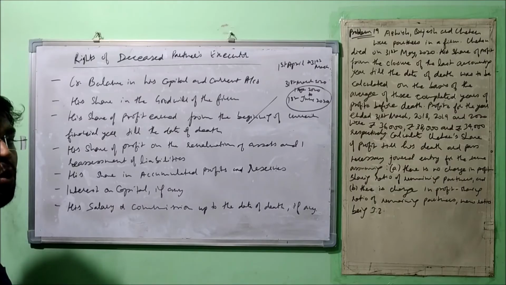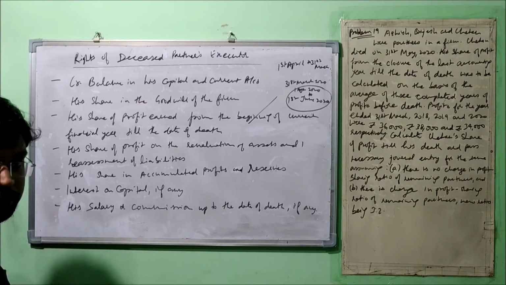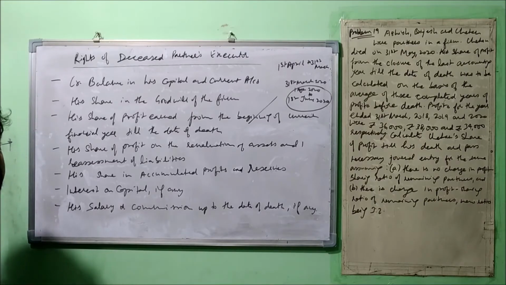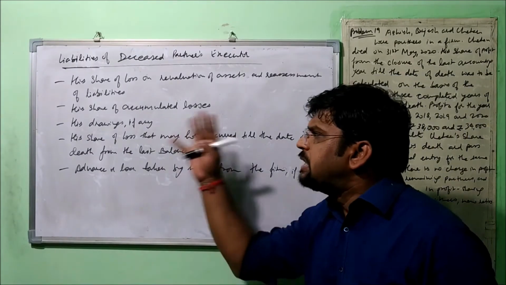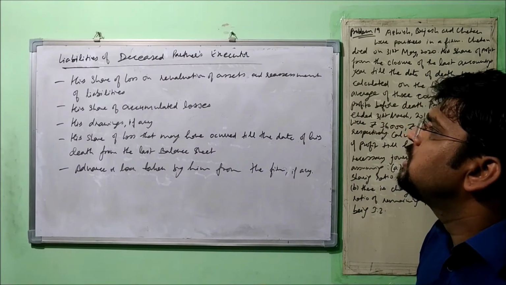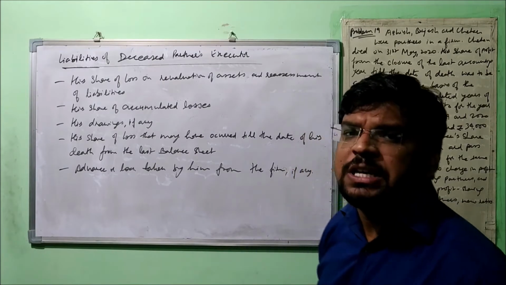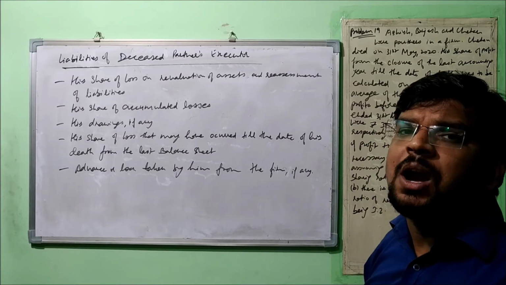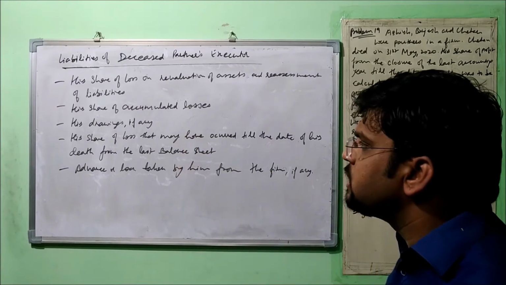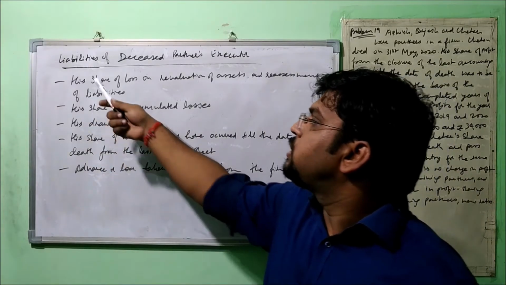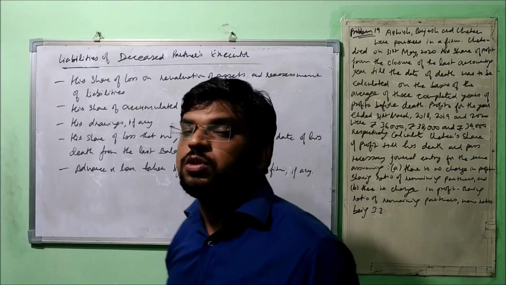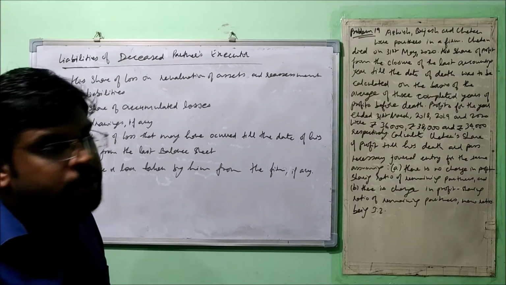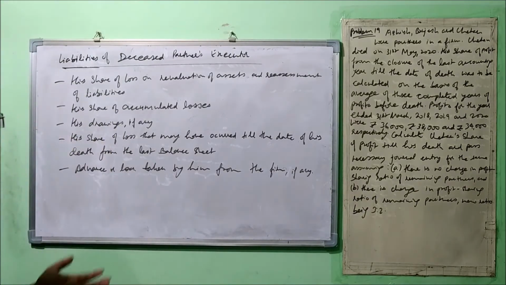Now let's talk about what he is liable to pay, or we can say, for which the deceased partner's capital account is supposed to be debited. These are the liabilities of the deceased partner's executor, meaning the deceased partner's capital account is debited for these reasons. First, his share of loss. If there is a loss on revaluation of assets or reassessment of liabilities, then he is supposed to bear that, so his capital account will be debited.